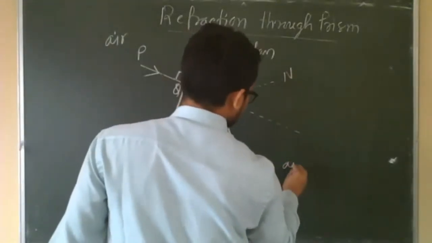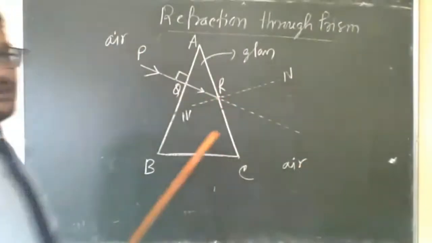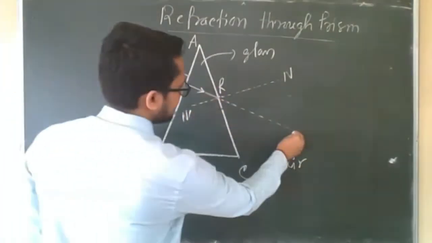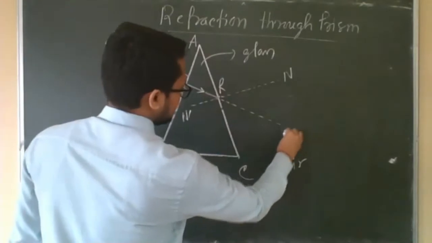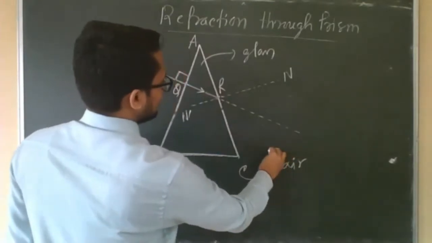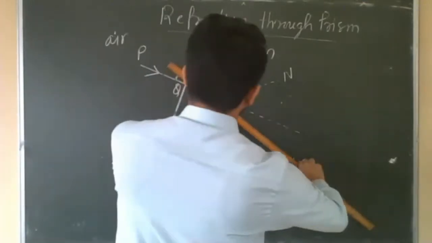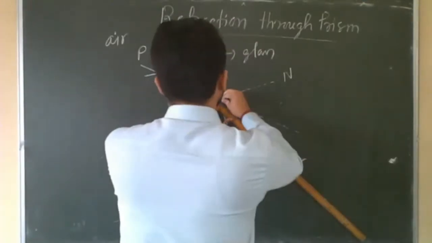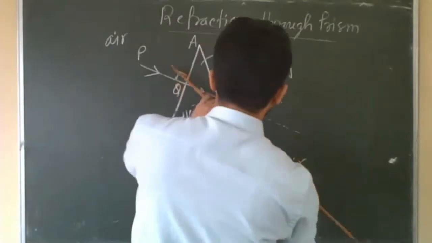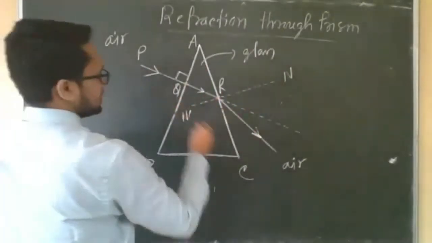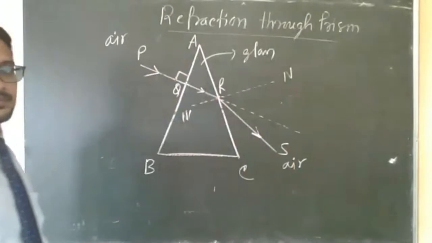Away from the normal. This is the actual path. Away from the normal means it will bend in this direction. Towards the normal means in this direction. Away means in this direction. So it will bend in this direction. Give names P, Q, R and S.